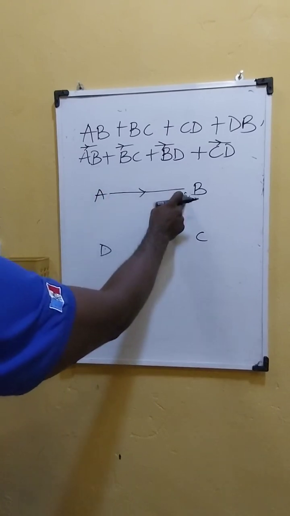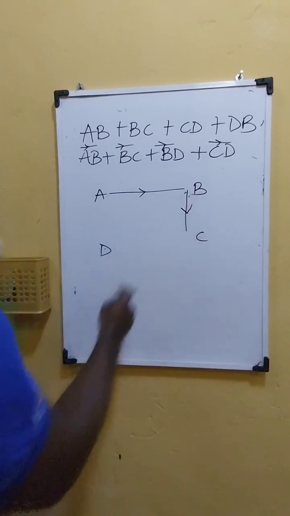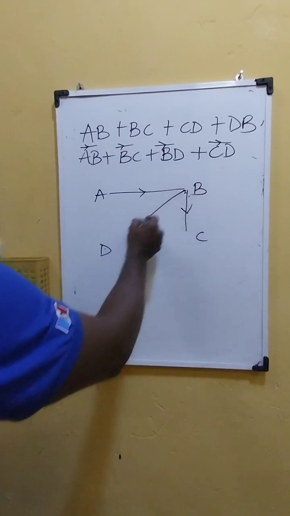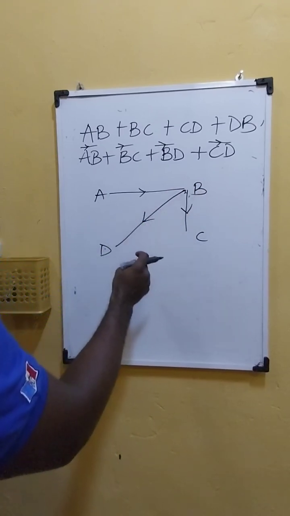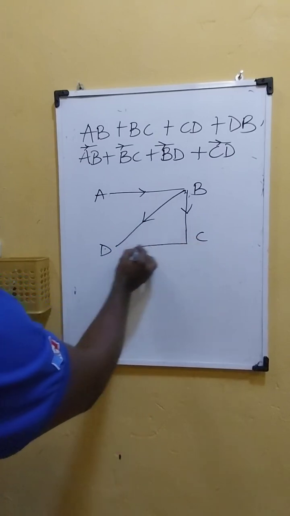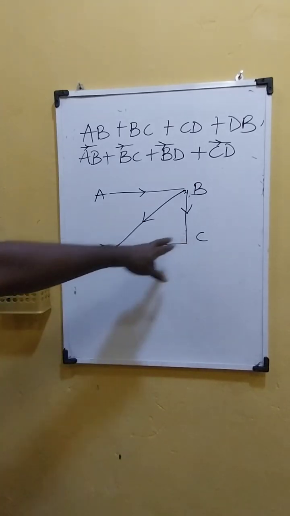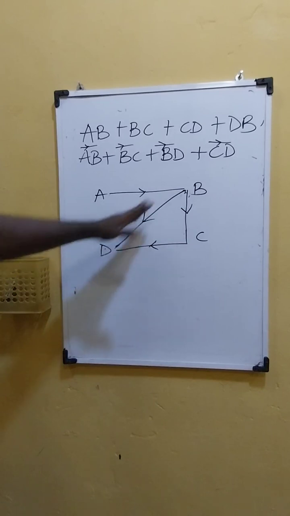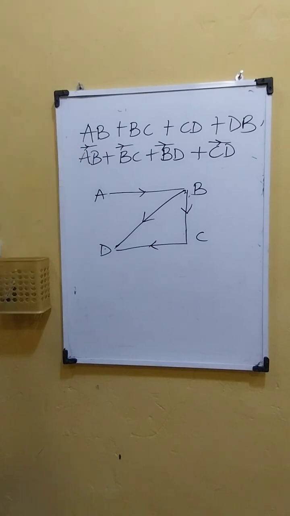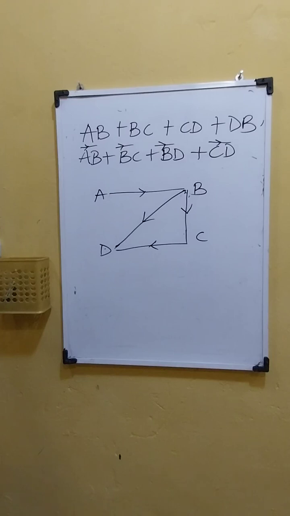So AB, BC, DB, BD, and CD. So there are some vectors you have. You see now you've gotten a triangle. Have you seen anything like this? Maybe I think you will even come across it in your course material where you have a triangle like this. So it's about what vectors is about.